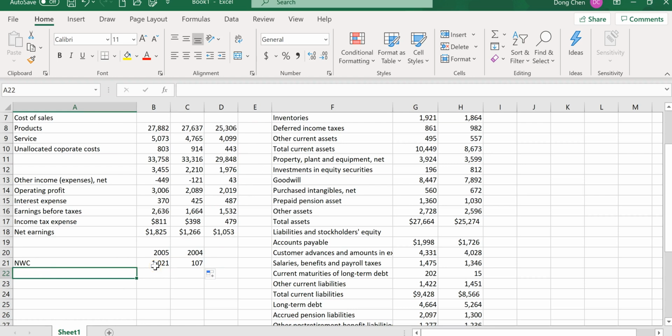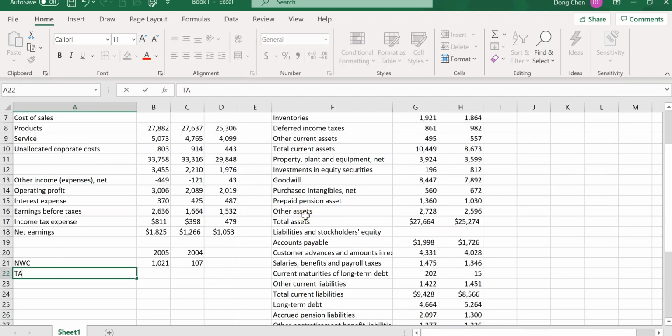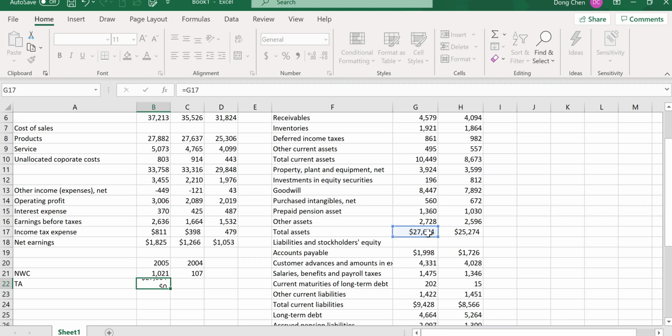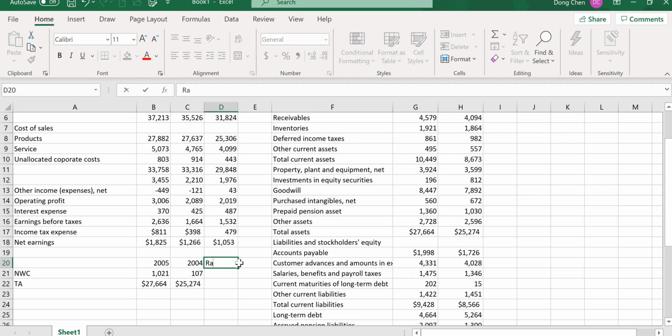We can further, maybe we can wait on that until later. So total assets is just copying the number from right here, and pulling the cell to the next column. So that's the total assets. And then we can calculate the ratio.